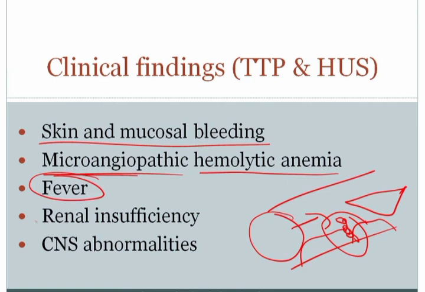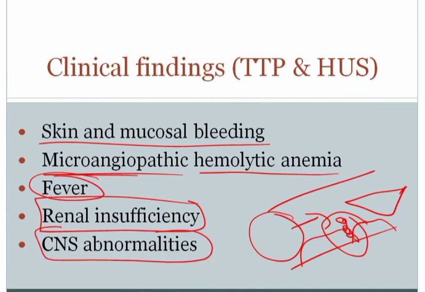the red blood cells within the tissues occurs primarily within two tissues. Number one, it occurs in the kidney. So in both of these diseases, TTP and HUS, you're going to have renal insufficiency, and it also occurs within the CNS. And so in both of these disorders, TTP and HUS, you can have CNS abnormalities.